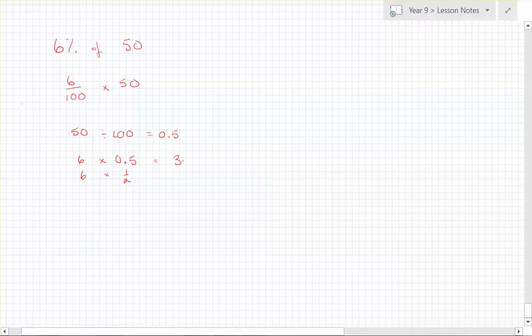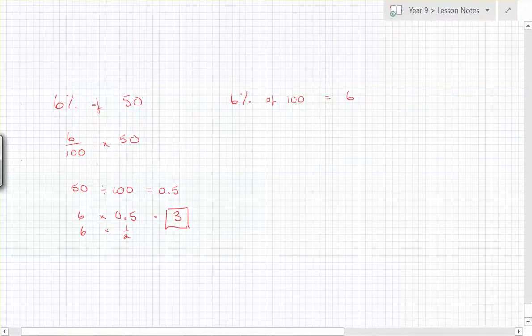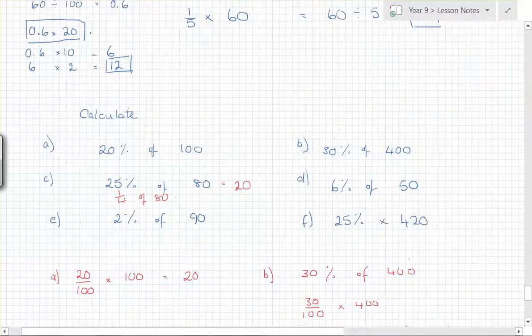Now, can I just point something out here that might help you? It's always nice to have shortcuts. Can you use the fact that 6% of 100 equals 6? Yes, because not only is 6% of 200 12, but you can go the other way as well. So 6% of 50 is 3. That's so much quicker. It's nice when you've got all the shortcuts and you understand it, but only if you understand. You've got to be able to do this first. So we've got an answer of 3 there.